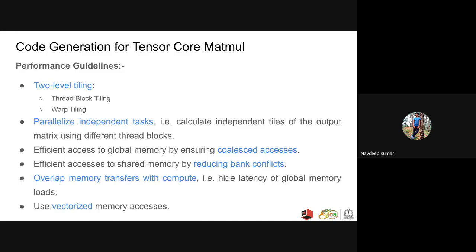What more, you need to ensure that the accesses to the memories, global memory and shared memory in particular, are efficient. Global memory requires the accesses to be coalesced in order to exploit the whole bandwidth that's available. And shared memory has something called bank conflicts, which need to be reduced to very few in order to get good performance. You also need to overlap the memory transfers with compute. This is basically hiding the latency of global memory loads. When you load things from global memory, you want some compute to be happening in parallel. The last thing is that you may also want to use vectorized memory accesses wherever possible.